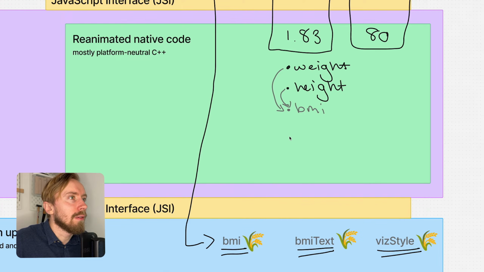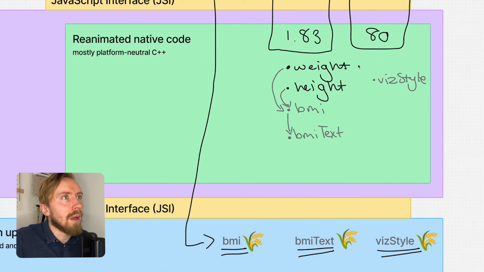And then we have our animated props, which is another of these worklet calculated values. That is dependent on BMI alone. And then our final derived value is viz style. Our animated styles, which are derived from both the weight, height, which are used directly in the styles, and BMI, which is used to determine the color style.